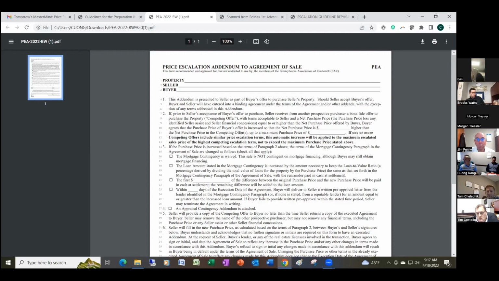Okay. Does everybody understand that concept? So basically, you're just keeping the ratio the same on the contract. Okay. I think a lot of people get confused about that last part of the last sentence there, comma, with the remainder paid in cash at settlement. And they're thinking, well, what cash? What's the amount? Because it doesn't have a real number there. But what it's stating is that's your down payment to keep the loan to value the same. Okay.